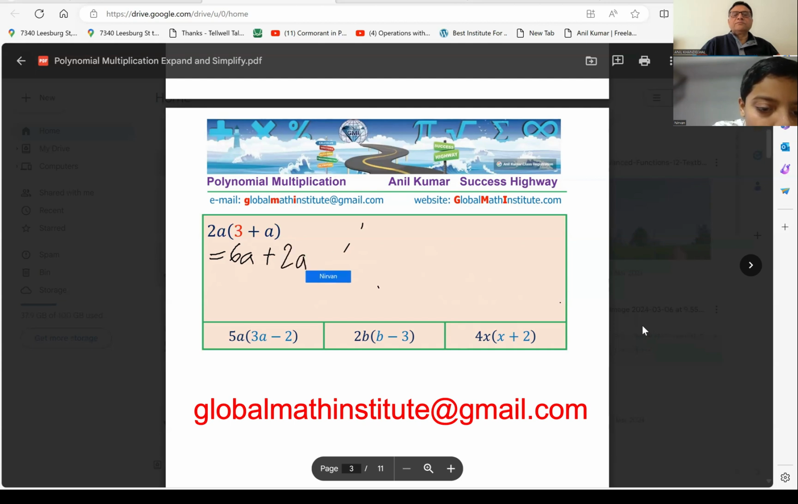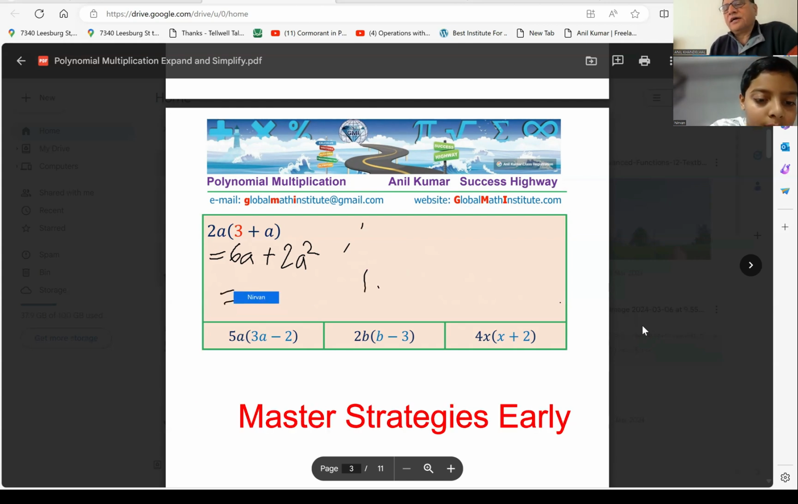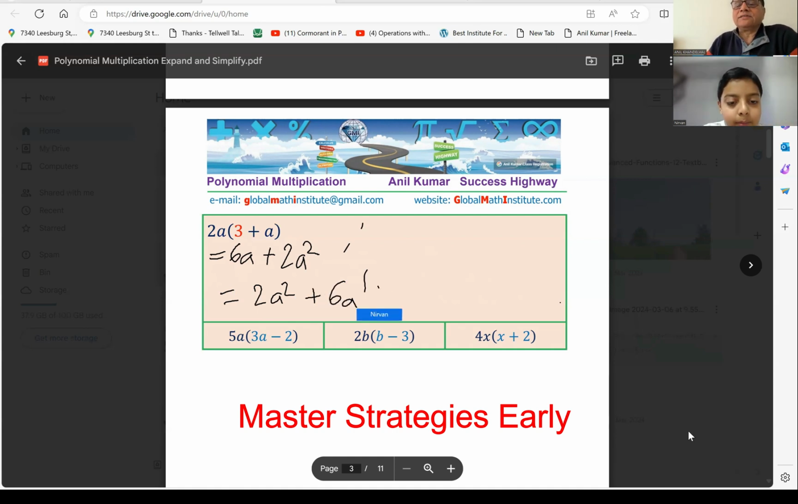2a squared. So we want to write it in the other terms, right? The other way around, from order. Yeah. You're right. So you have to always write. So Nirvan is telling us that you should always write in perfect order, higher degrees first and then the lower degrees. Perfect. That is excellent, Nirvan.